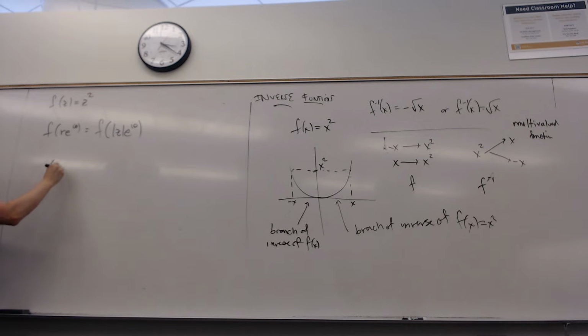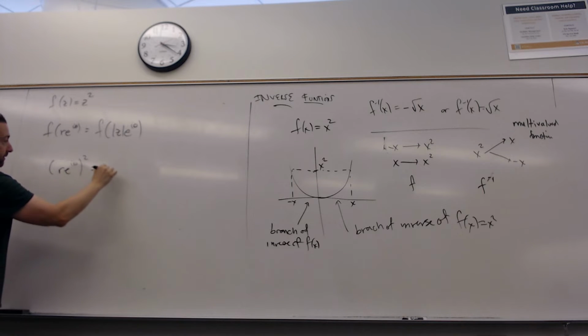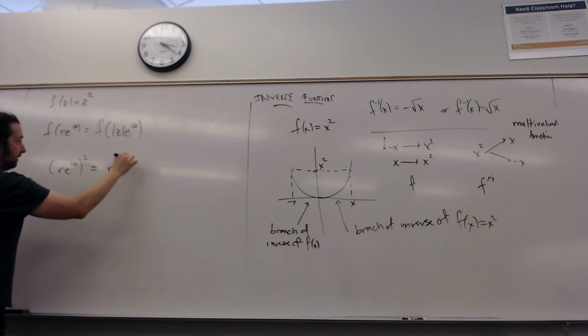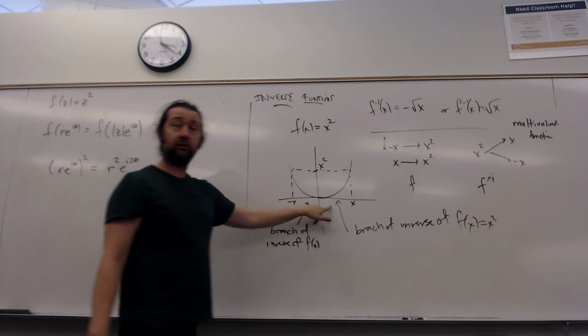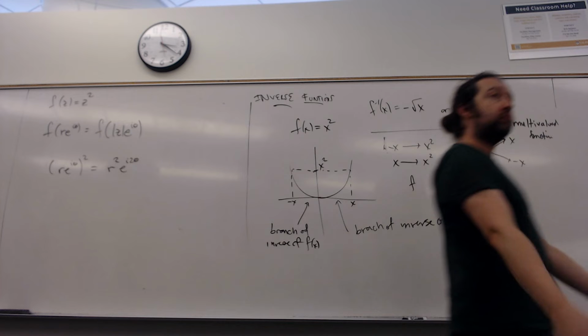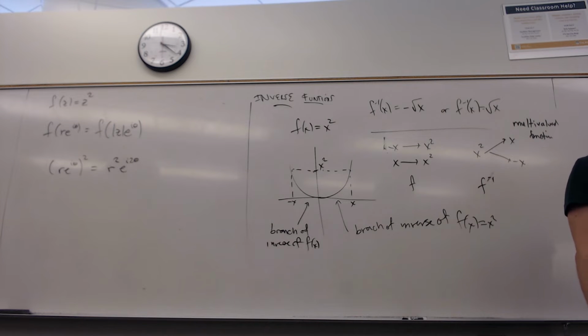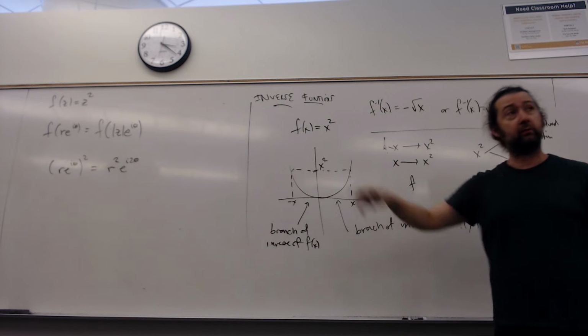This takes r e to the i theta and squares it. Distribute the square, r squared e to the i 2 theta. So what the z squared function does in the land of complex numbers is not only does it square the length, just like it does over here, but it also rotates the number as well, right? Because it doubles the argument.